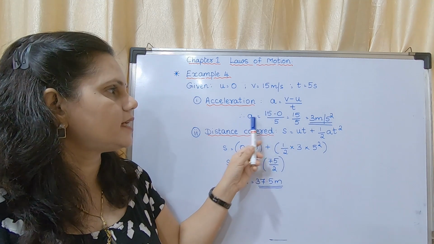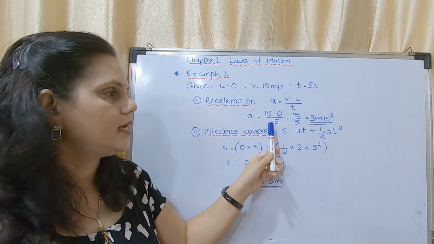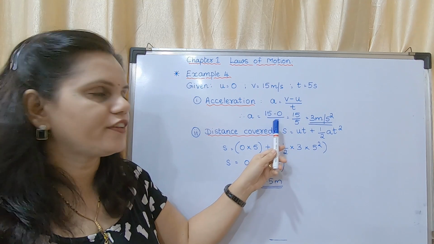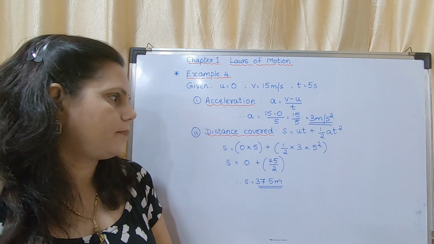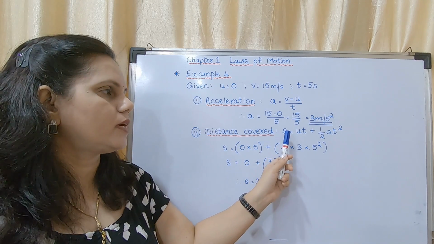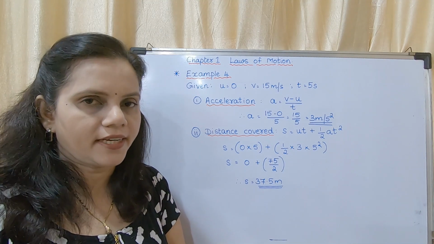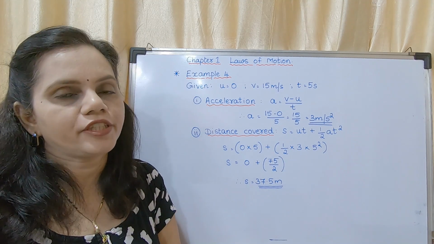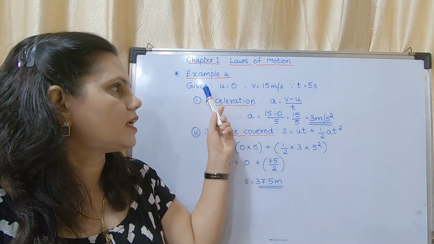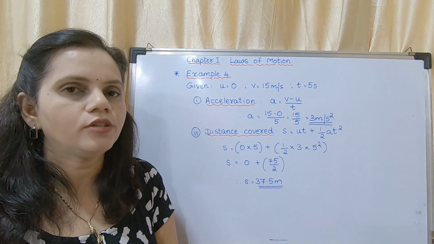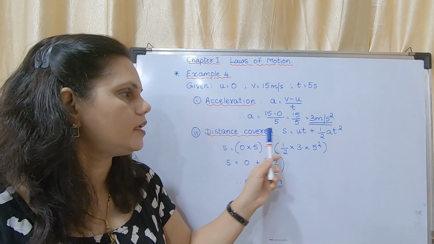Okay, so a is equal to 15, that is the final velocity, minus initial velocity upon time, that is 15 minus 0 upon 5. So 15 upon 5, that is equal to 3 meter per second square. Now the distance covered, s is equal to ut plus half at square. Distance covered you have to find out. You can use any of the two equations, either the second equation or the third equation, because we have all the required values here.